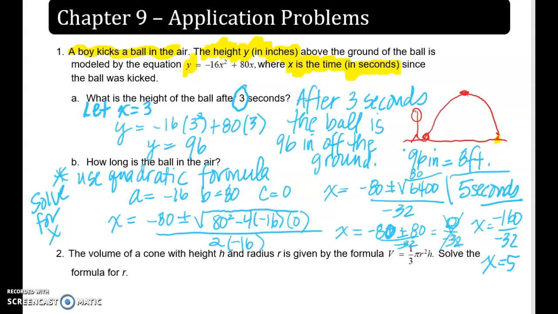Sorry, this is not the best organization here, but we'll go ahead and move on to our next problem.